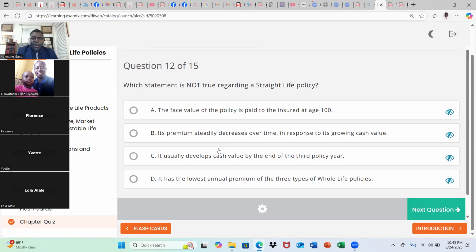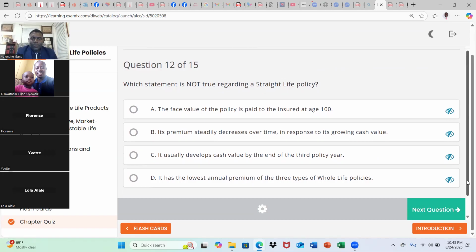Oluwatosin, you want to read this one? Which statement is not true regarding a straight life policy? The face value of the policy is paid to the insured at age 100. Its premium steadily decreases over time in response to its growing cash value. It usually develops cash value by the end of the third policy year. It has the lowest annual premium of the three types of whole life policies.